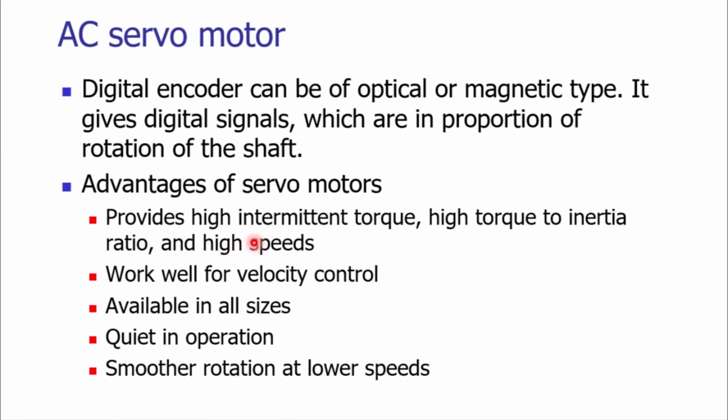Servo motors provide high intermittent torque and a very high torque to inertia ratio, so we can get a very good amount of torque in comparison with the inertia of the motor itself. Servo motors can provide very high speeds, and we can easily control their velocity. They are available in all sizes, so we can have a variety of sizes according to our requirement. They are quiet in operation. The noise and vibrations are less, and they are smoother in rotation at lower speeds as well.